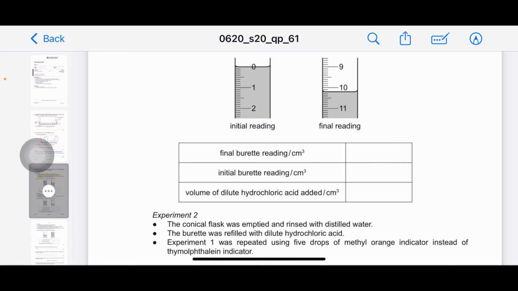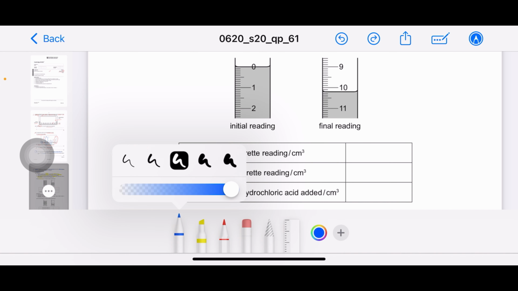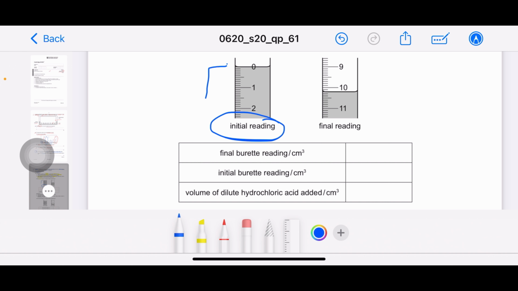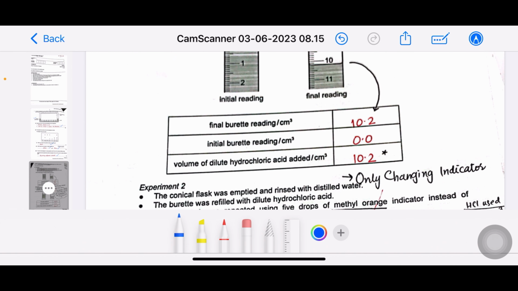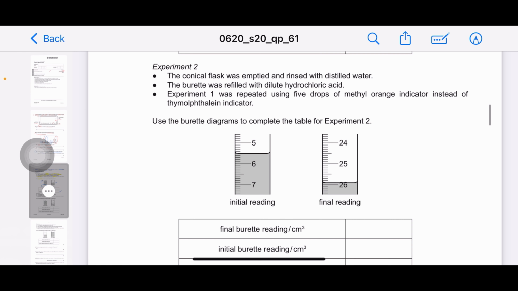This is the titration experiment. We have to read the lower meniscus for the burette reading. We can read and you can see it is at 0 and final burette reading is 10.2 here, and here we will give the difference of these two readings. Final burette reading is written 10.2, initial burette reading is 0.0 and the difference is 10.2.